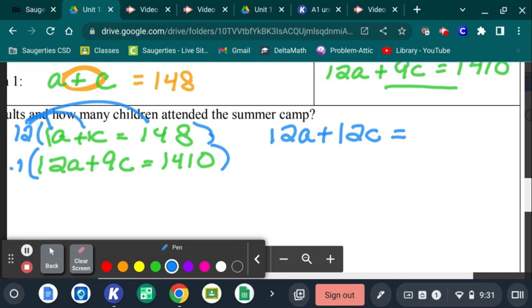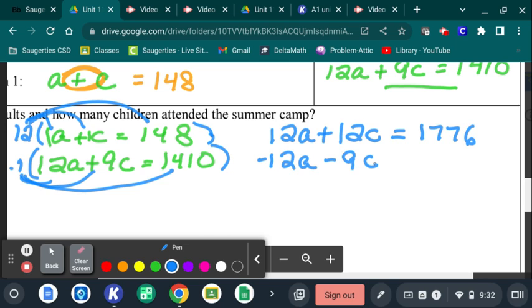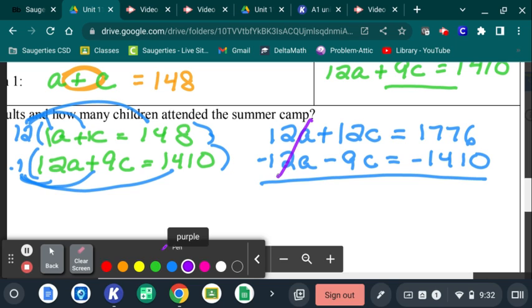148 times 12. Let's see. Just typing that in my calculator. 1776. And now I'm going to carefully distribute the negative 1. So basically everything just becomes a negative or a minus. Now when we combine, the A's go away. 12C minus 9C is 3C. 1776 minus 1410.